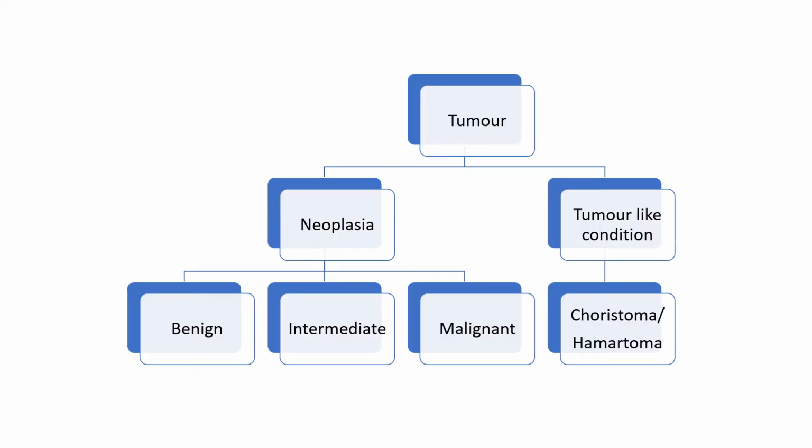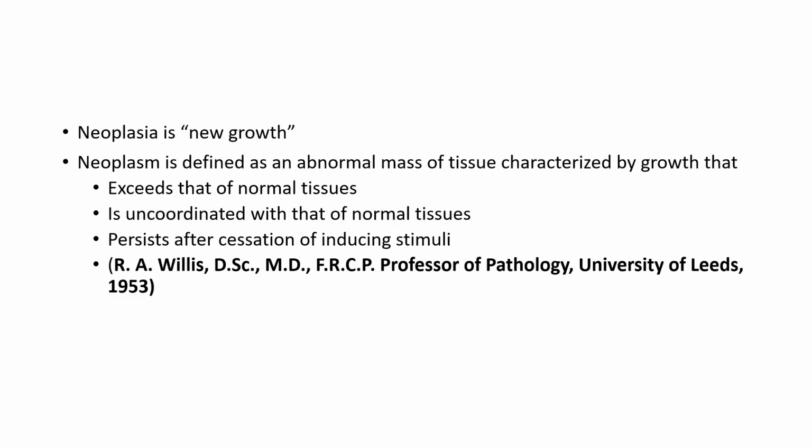Some pathologists divide tumor as neoplasia and some tumor-like conditions. So under neoplasia, we will learn about benign neoplasia, intermediate neoplasia, and malignant neoplasia. Tumor-like conditions are conditions such as choristoma and hamartoma. The word neoplasia means new growth.